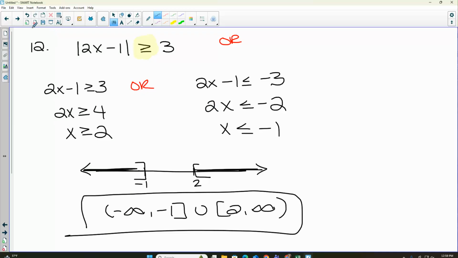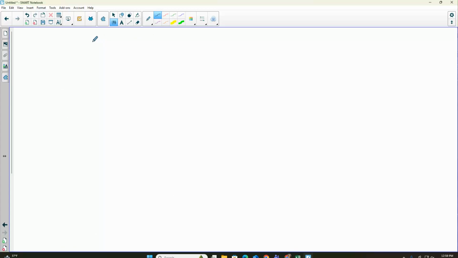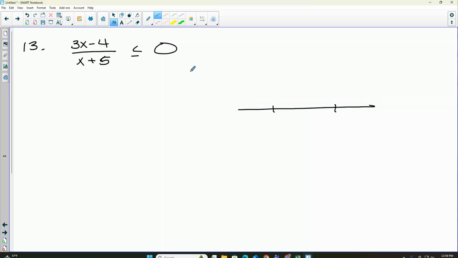Problem 13. This is another inequality. This is a rational one. So we did it a lot like the quadratic. We had to get a single fraction on one side, 0 on the other. And we already have the correct setup for that. So we want to be able to do the sign line. We have to figure out what makes top and bottom 0.